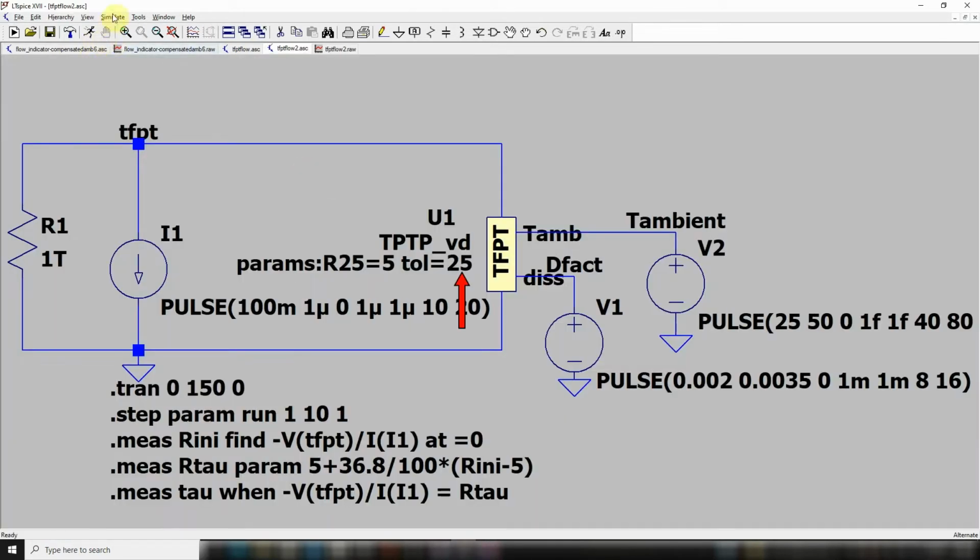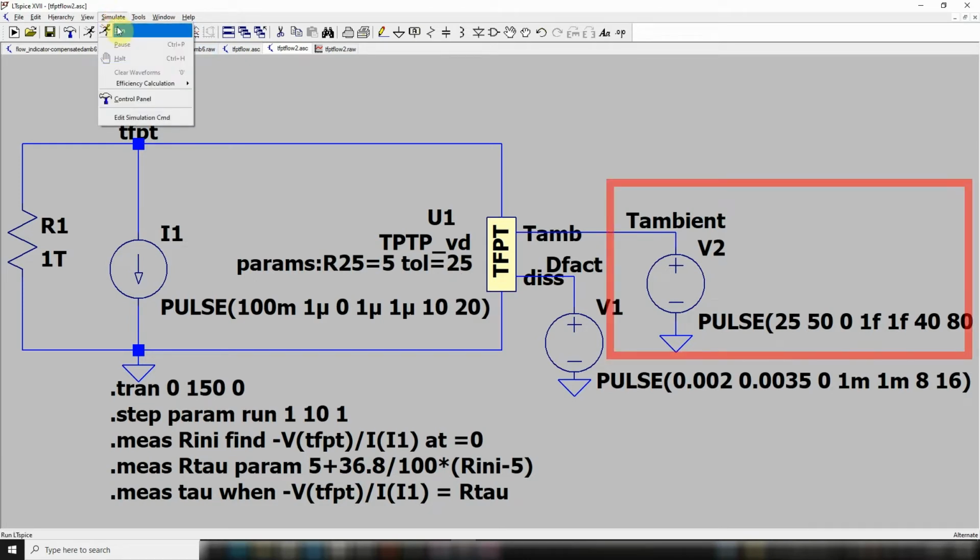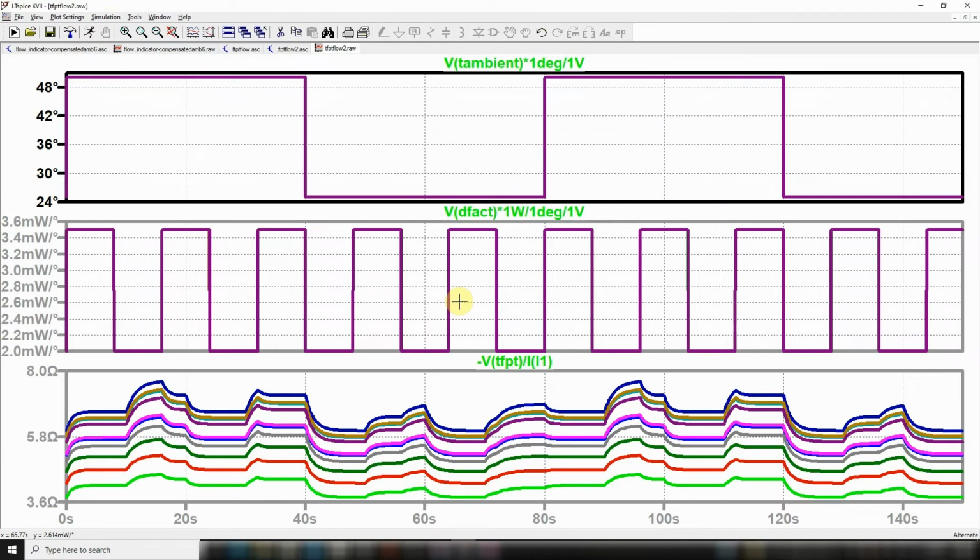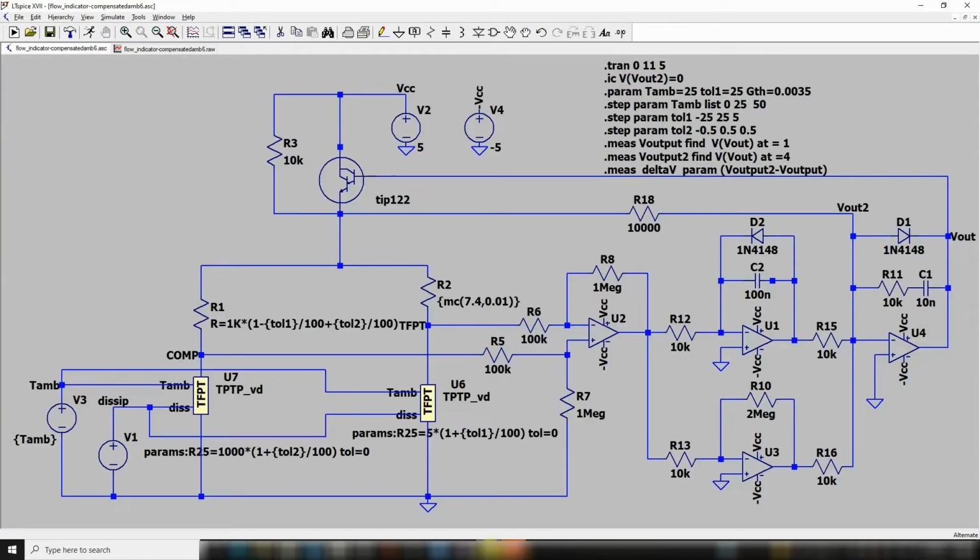We can now introduce a tolerance on the TFPT R25 and change the ambient temperature at will. We have now a complete picture of how the TFPT will behave in the application. We are now ready to simulate the total application of airflow detection.